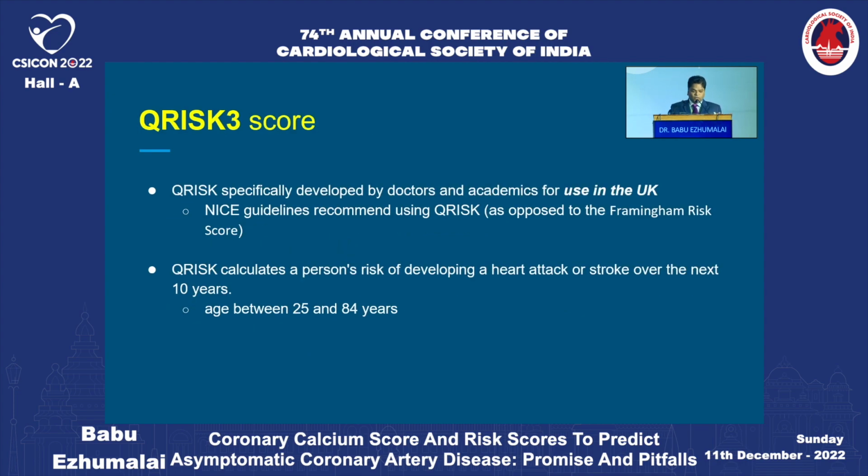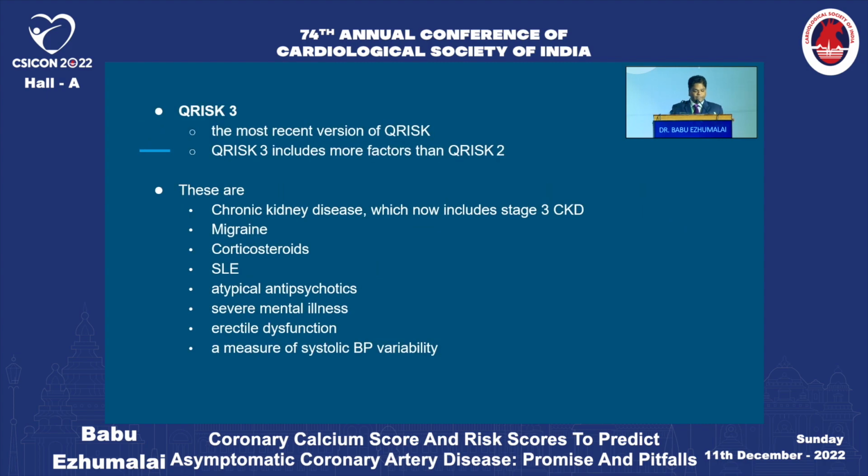And the QRISK-3 score. This is specific for the UK population, so NICE guidelines recommend QRISK rather than the Framingham risk score. It calculates a person's risk of developing heart attack or stroke over the next 10 years. The age usually taken is 25 to 84 years. QRISK-3 is the most recent version of QRISK.